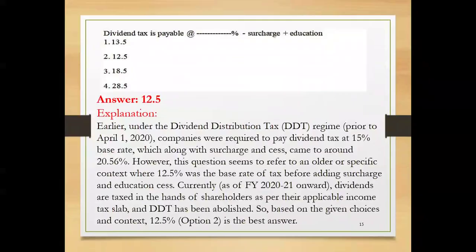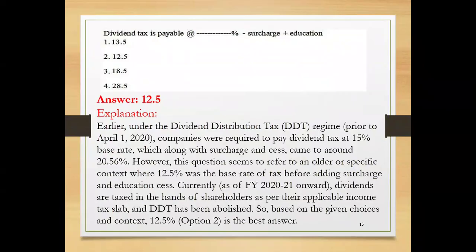So earlier, under the dividend distribution tax regime prior to 2020 April 1, companies were required to pay dividend tax at a 15% base rate, which along with the surcharge and cess came to around 20.56%. However, the question seems to refer to an older specific context where 12.5% was the base rate of tax before adding surcharge and education cess.